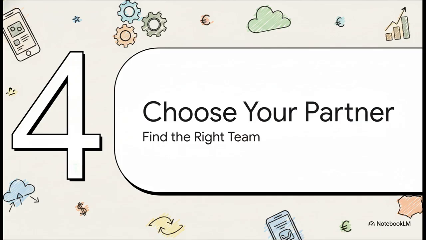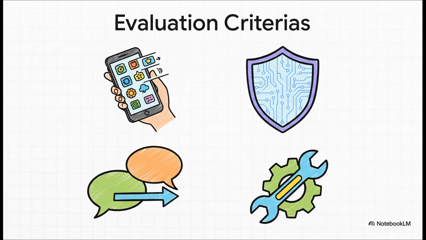So your idea is solid. Your budget is clear. Now you've got to find the right people to actually build this thing. And let me tell you, choosing your development partner is just as important as the app idea itself. A great partner will bring your vision to life. A bad one can sink it before it ever sets sail. So, what are the green flags? What should you look for?